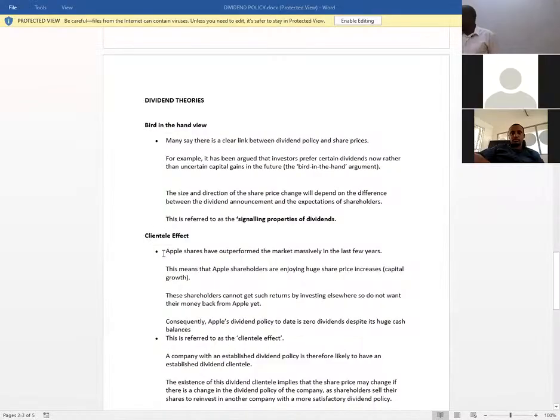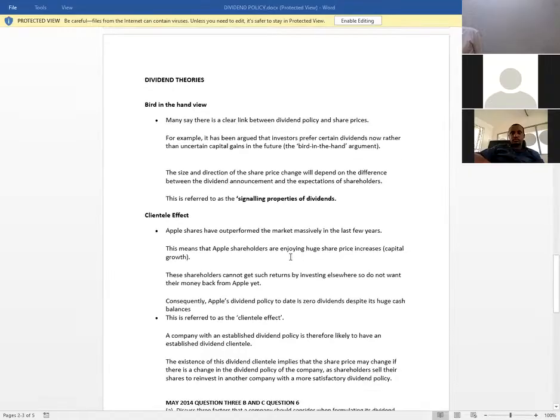The next one, ladies and gentlemen, the other theory which is quite important is what we call the clientele. It's quite easy. Like they're telling us, Apple shares have outperformed the market massively in the last few years. This means that Apple shareholders are able to enjoy huge share price increases, capital growth. These shareholders cannot get such returns by investing elsewhere, so they do not want their money back from Apple yet. They would want Apple to retain their money. Consequently, Apple's dividend policy to date is zero dividends despite its huge cash balances. So this is referred to as the clientele.